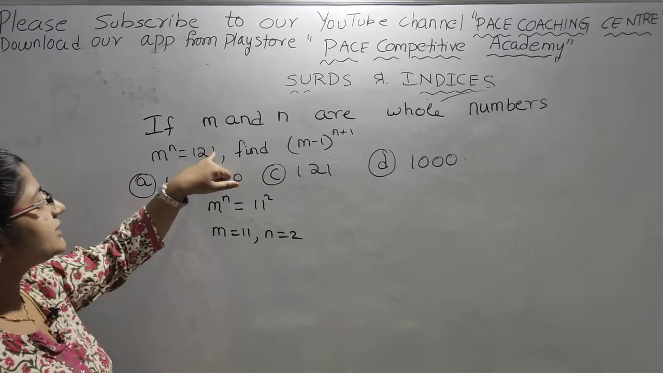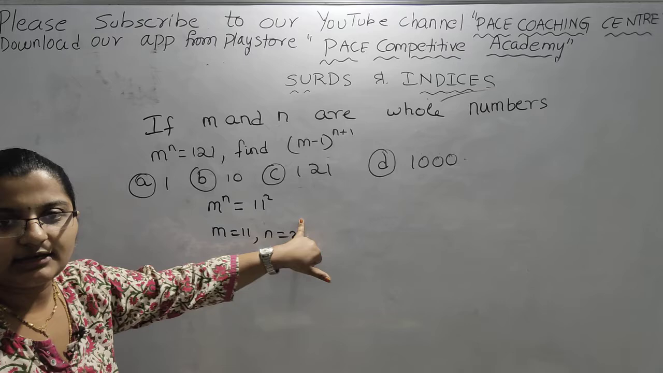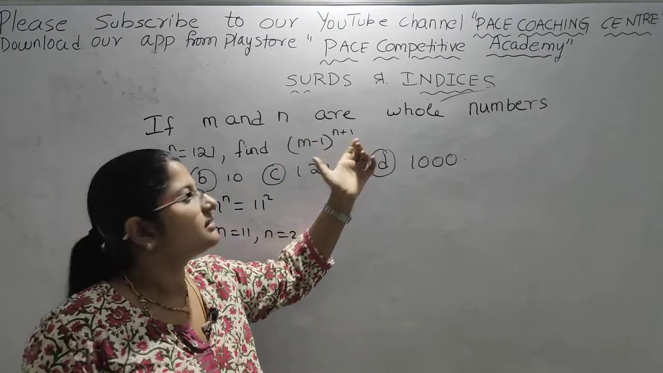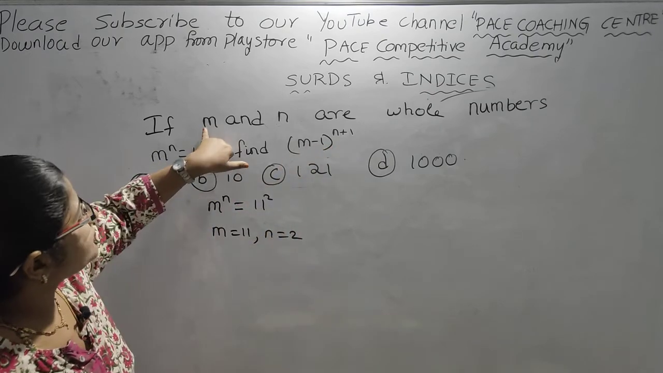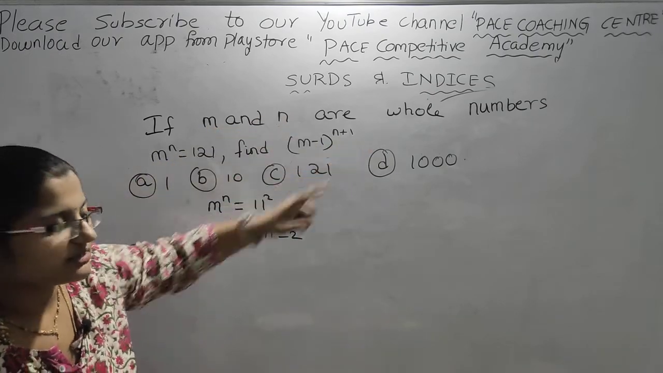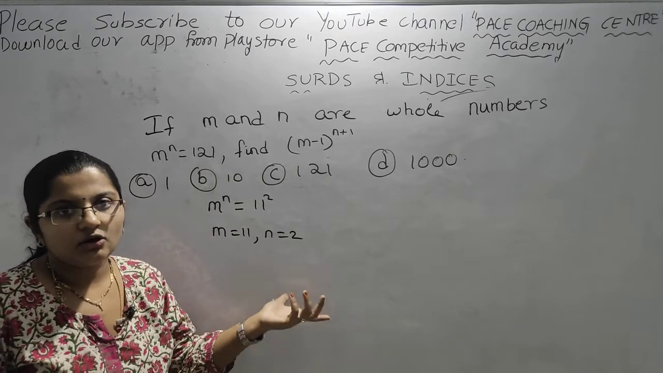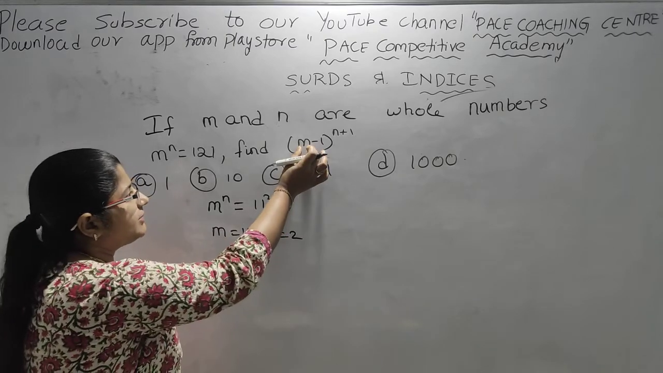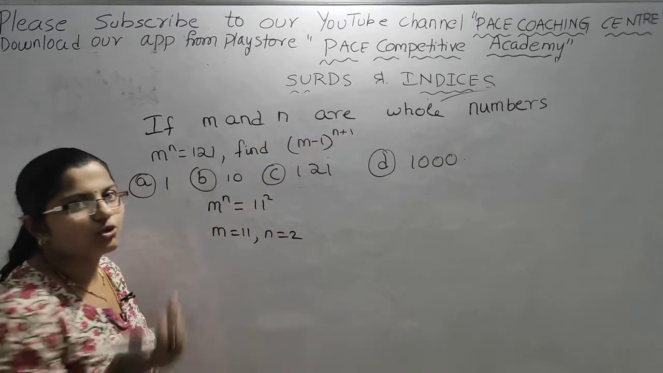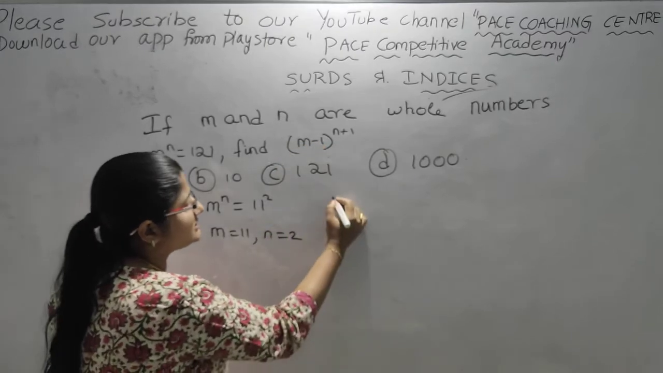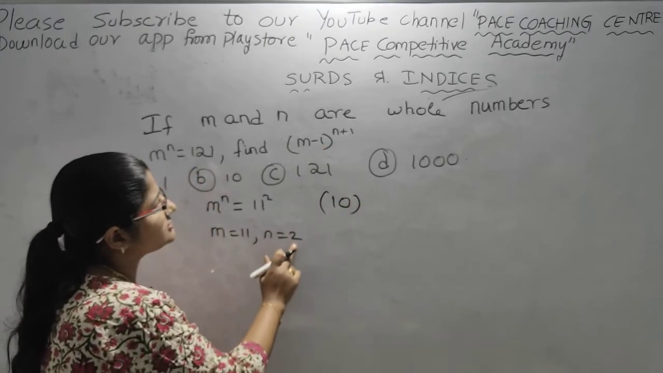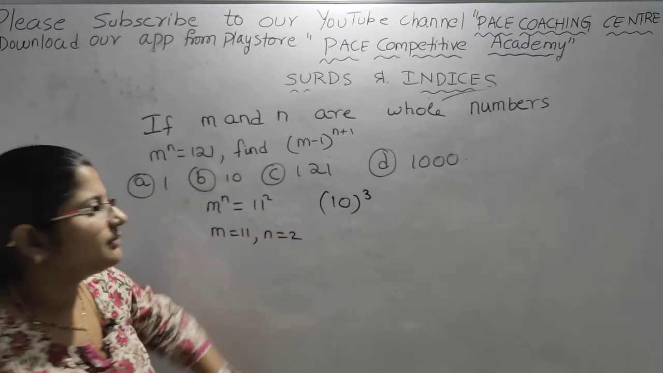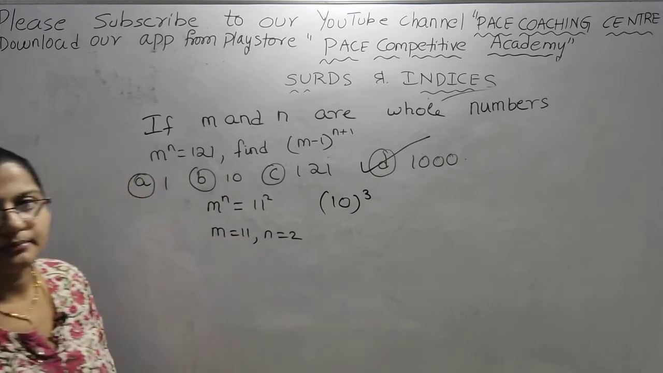If 121 can be written in some other way in terms of powers, then those values can also be satisfied. Okay. So we need to check one more condition. m and n are whole numbers. So here 11 and 2 are whole numbers. So this is also satisfied. So we can substitute 11 in place of m, and 2 in place of n. So 11 minus 1 is 10, and in place of n, 2 plus 1 is 3, which is nothing but 10 cube, which is 1000.